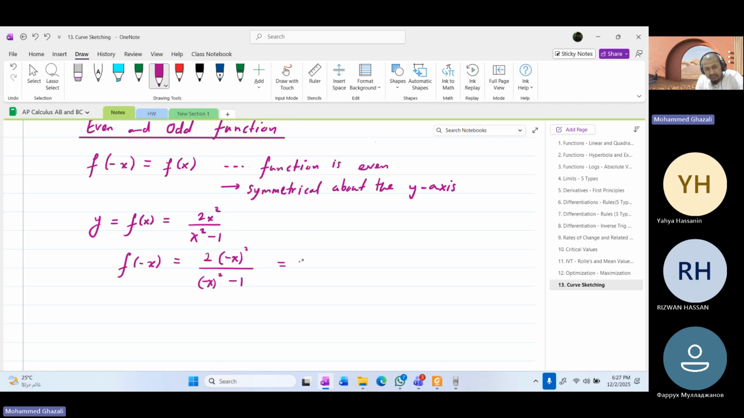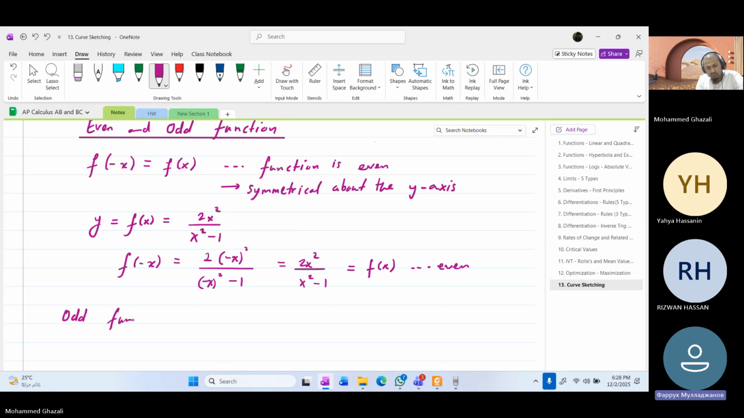So what am I getting? I'm getting 2x squared over x squared minus 1. Guess what? This is the original function. I just proved that f of negative x is equal to f of x, which is even. So it is symmetrical about the y-axis. So the function is even. Now, what happens in an odd function scenario?